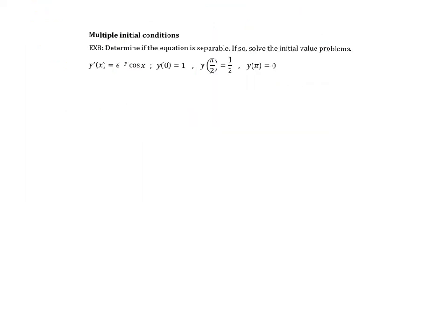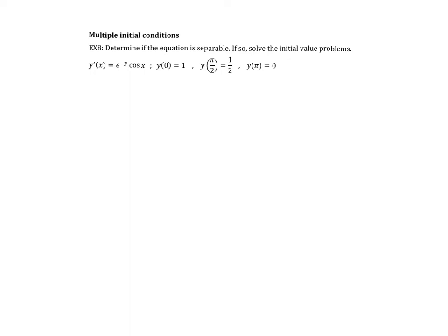And that's what we call a separable equation. Now it could happen that you have multiple initial conditions, and that just means that you're going to find a general solution, and then if you have more than one initial condition, then you'll probably have more than one solution. In example 8, we want to determine if it's separable. If so, solve the initial value problems, because there's more than one.